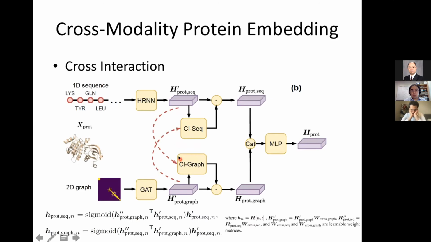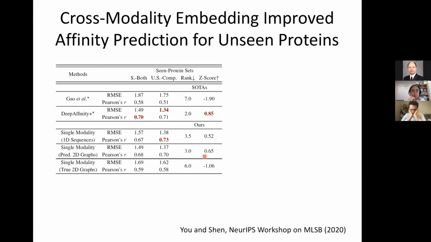So here we introduce a very simple cross-interaction model where you see that the embeddings of the graph and the sequence actually interact with each other through learnable weight matrices. And this whole process is called cross-interaction, cross-modality protein embedding. So let's see how they work. Again, let's look at a few methods like Gao et al., or our own DeepAffinity Plus. And then let's look at if we use a single modality like a 1D sequence or a 2D graph. Here we also included the true 2D graphs as a sort of upper bound, because they are not always available, but we'd like to have a check on them.